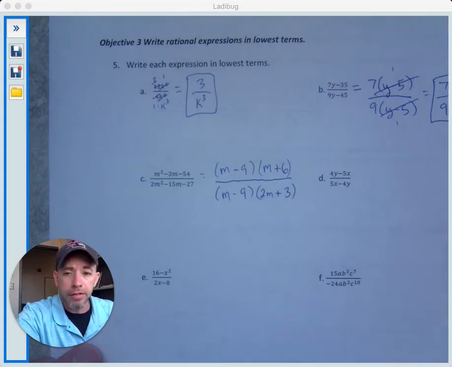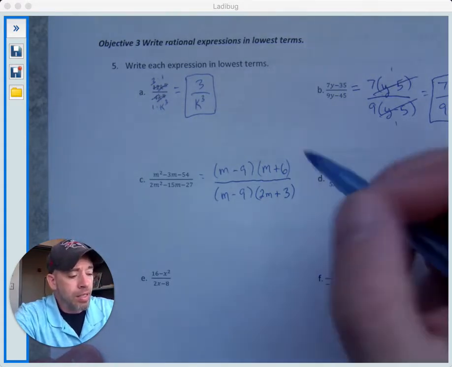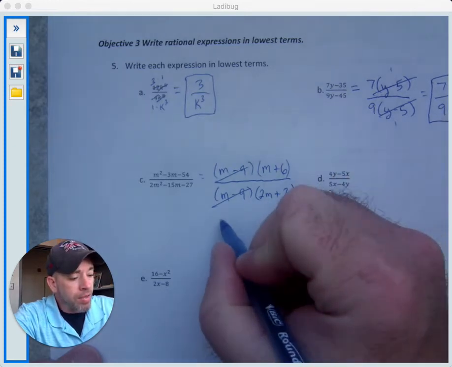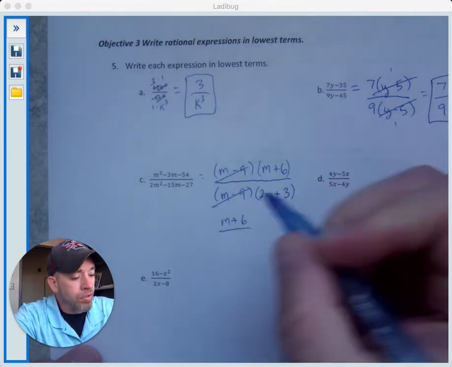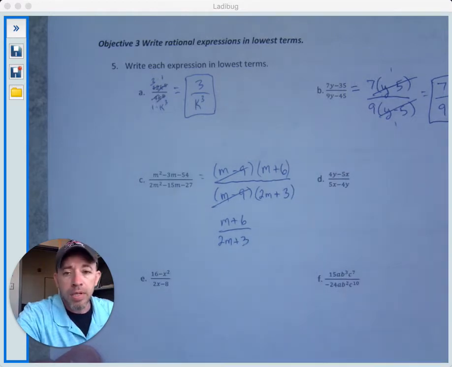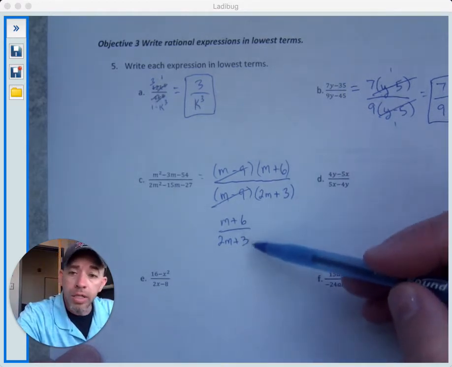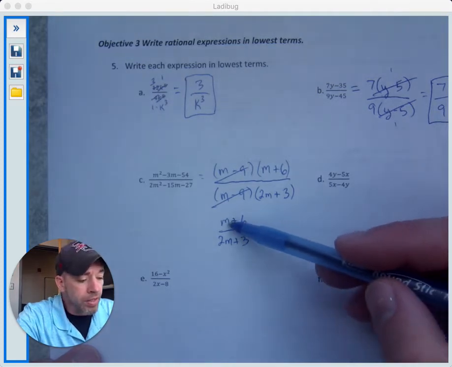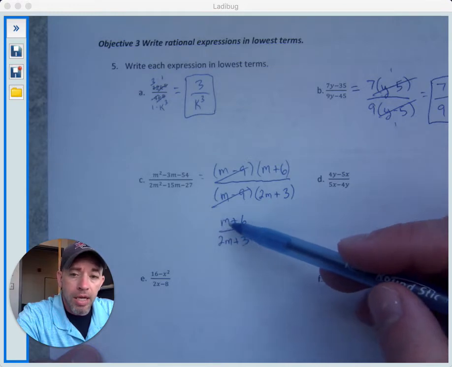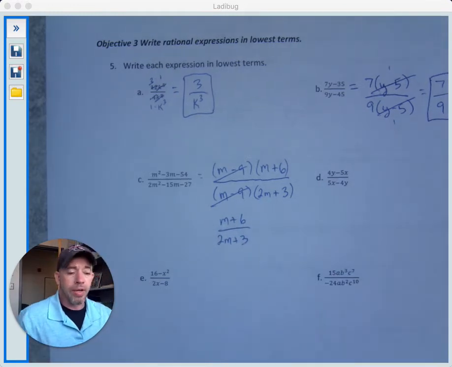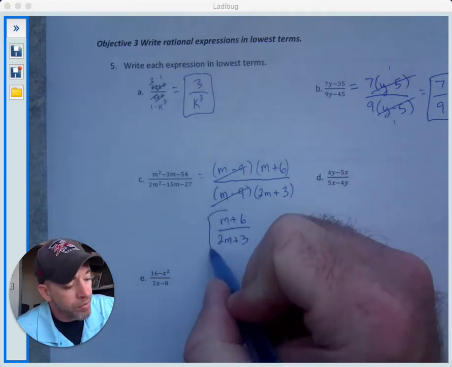So we have factored successfully, and now we can cancel out the common factor of m minus 9. And we're left with m plus 6 over 2m plus 3. Now at this point some people will say, well, can I cancel the 6 and the 3? And the answer is no, you cannot. These are held together by addition. We can't cancel when we're held together by addition, only if we have a product. Okay, so this would be our answer.